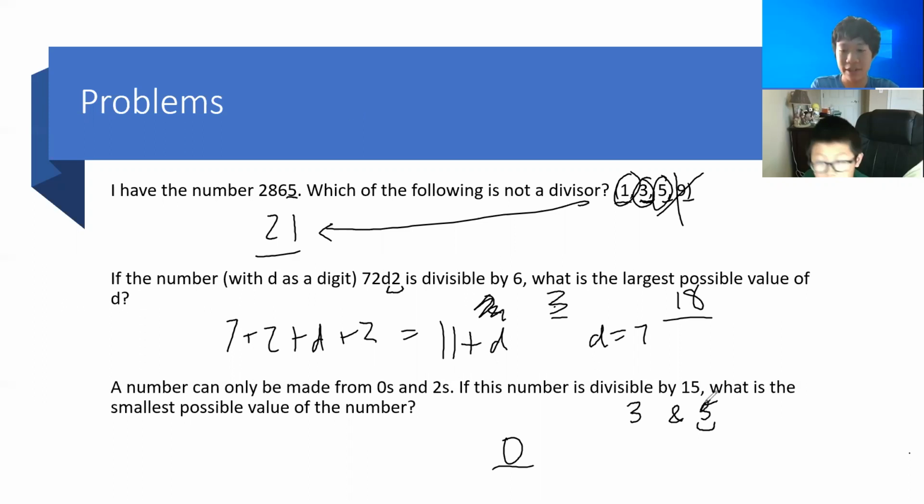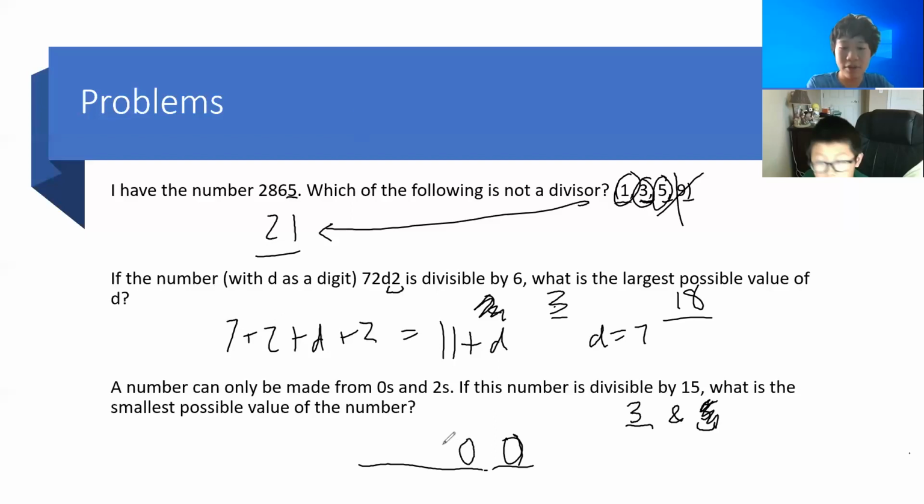Now we've got 5 done. We can ignore that for now. Now we've got to make it divisible by 3. So how do we do this? Well, the sum of the digits has to be a multiple of 3. Technically 0 is a multiple of 3, but 0, that's not divisible by anything, right? So we've got to add some sort of digits in front of it. How do we make the digits add up to a multiple of 3?